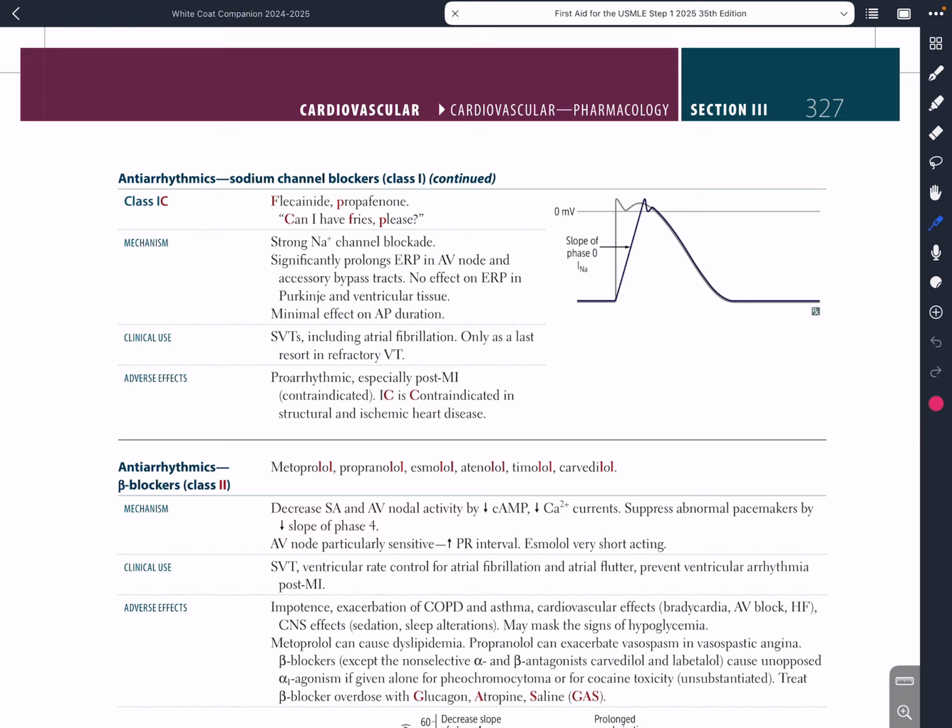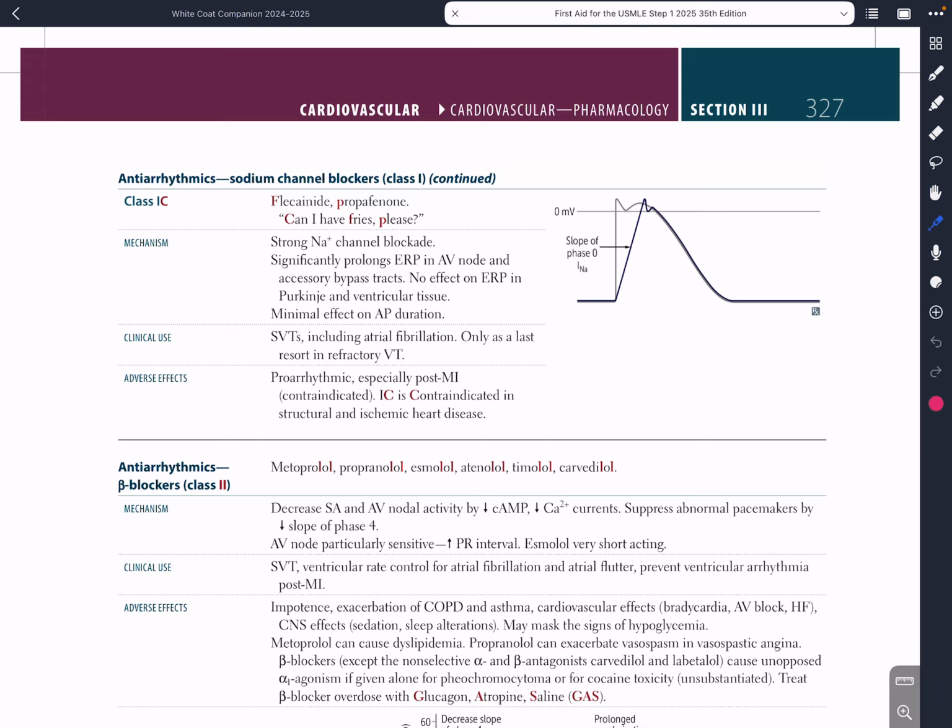Clinical uses where class 1C will be used are mostly SVT, supraventricular tachycardia, including atrial fibrillation, only as a last resort to refractory ventricular tachycardia. Refractory ventricular tachycardia, no medication is fixing ventricular tachycardia. You give them class 1C, like flecainide, propafenone.